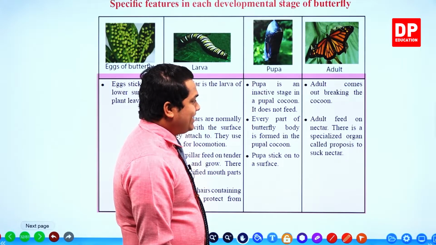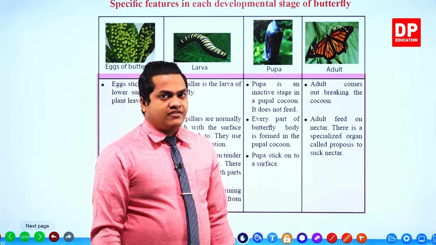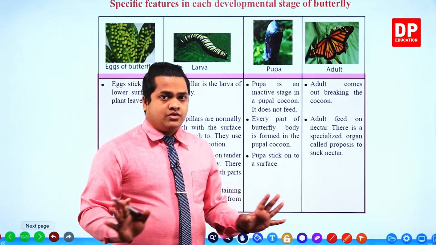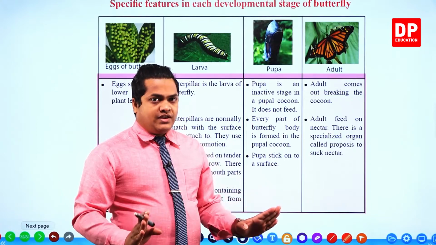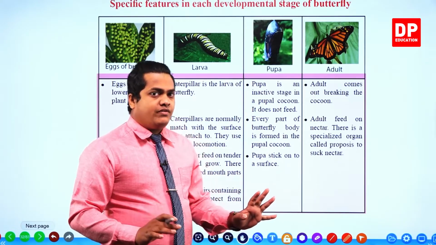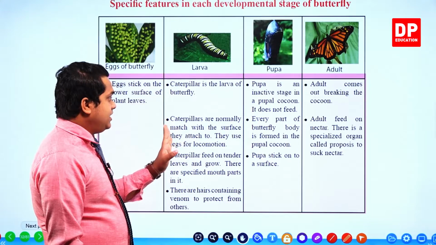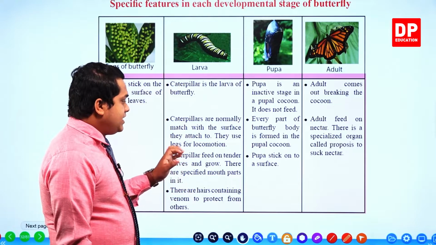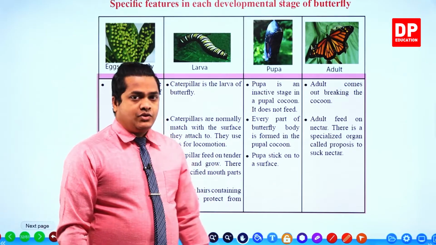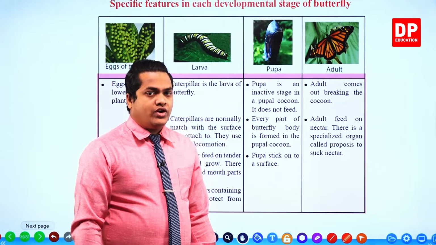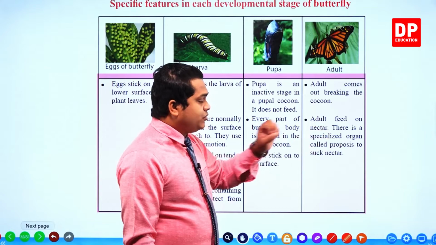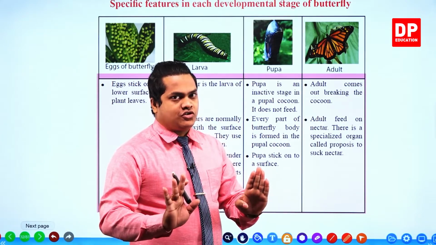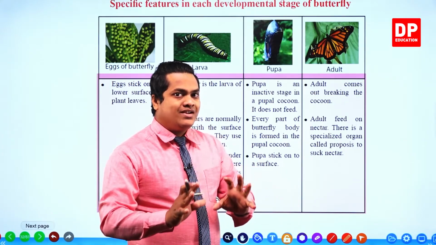The adult butterfly feeds on nectar. Unlike the caterpillar, in the pupal stage there is no feeding mechanism, no feeding, as it is inactive. However, if you come to the second stage, which is the larval stage, a larva or the caterpillar uses tender leaves as the main food item. However, the butterfly uses nectar as the main food type. So their food type has changed from leaves to nectar.